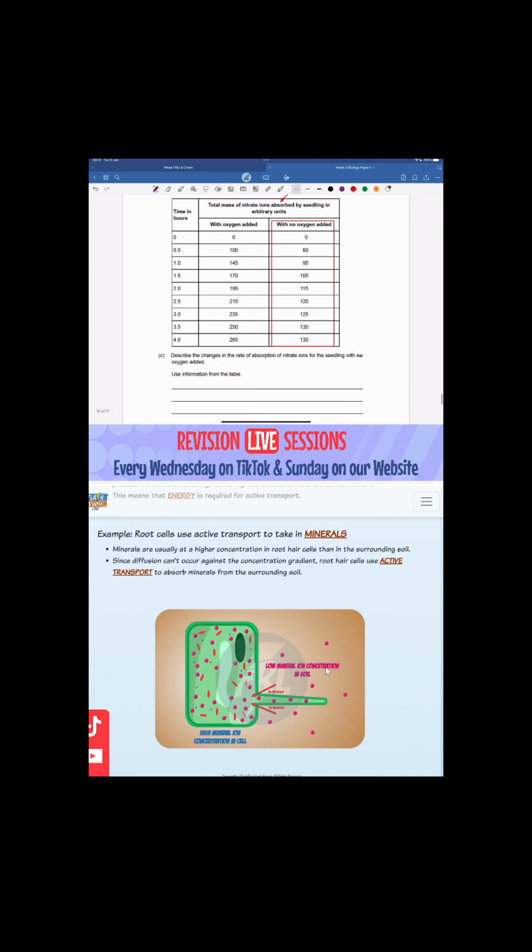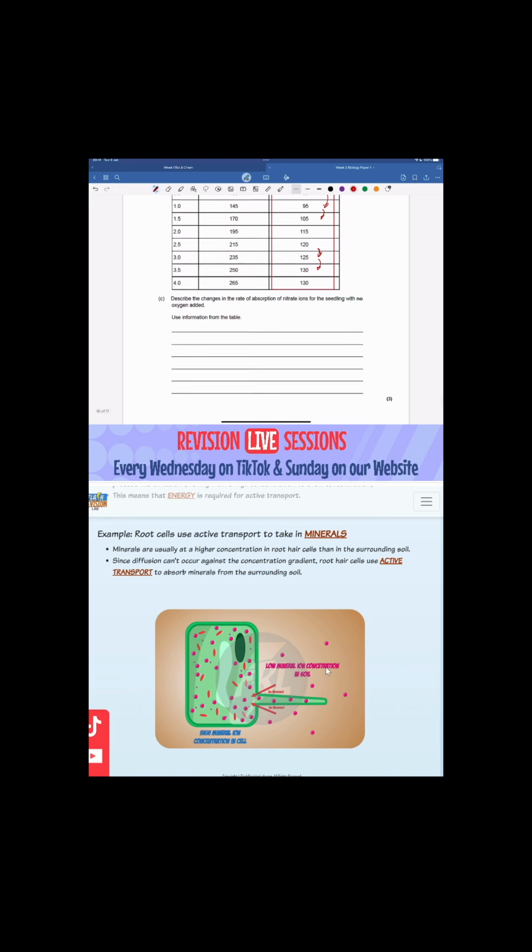So it's not asking what happens to the mass. It's asking what's happening to the rate. So the speed at which the mass changes. So at the start, can you see it's going from 0 to 60. Then the difference decreases. It goes from 60 to 95. Then it decreases again from 95 to 105. And then here it's barely changing at the bottom. So what's happening is the rate is decreasing. So in the first 0 to 0.5 hours, the rate decreases.